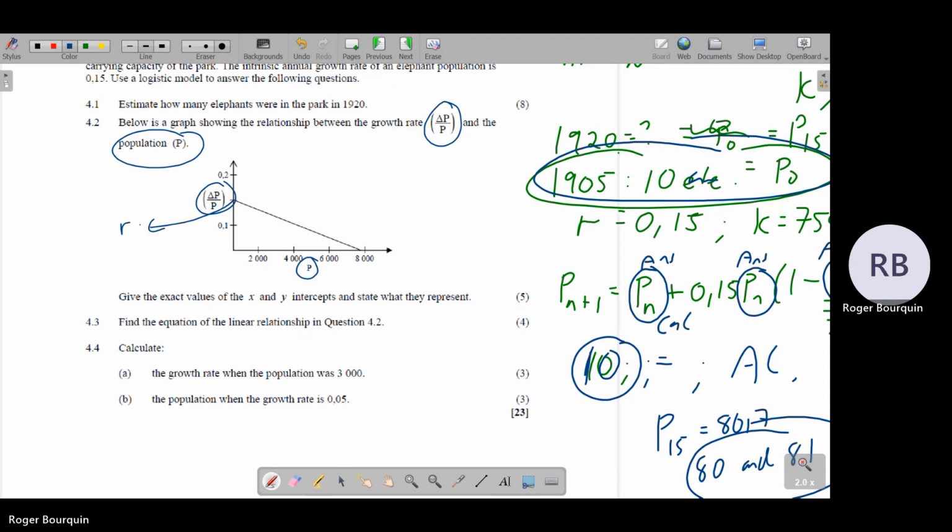Okay, remember that? What's the maximum population in the logistic model? It's the carrying capacity. Remember that this model is about R and K. Okay, so R is the intrinsic growth rate. Okay, K is the carrying capacity.